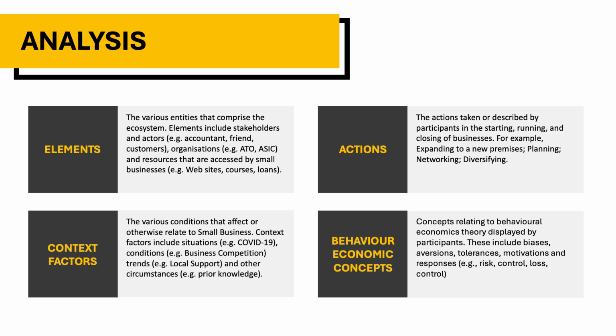Elements are the various entities that comprise the small business ecosystem. Element codes include stakeholders and actors, for example, accountants, friends, or customers. Organizations, these included things like the ATO or ASIC, and resources that are accessed by small businesses, for example, websites, courses, or loans. Collectively, these represent various resources, people, and organizations that small business owners can interact with.